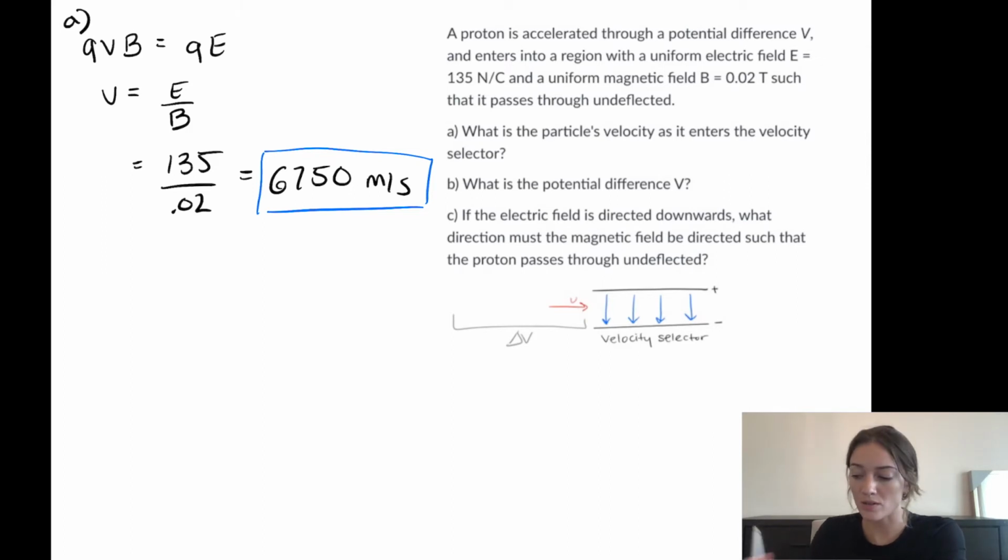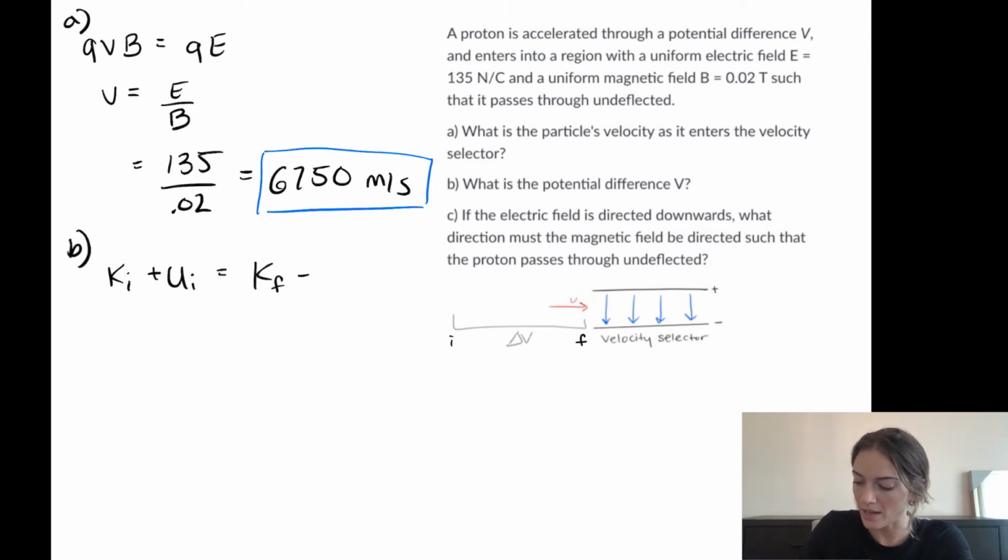So this is going to be a conservation of energy problem. This is our initial position. This is our final position. So it starts off at the beginning of whatever potential difference we have here. It's accelerated up to some velocity, and then it has that final velocity as it now enters the velocity selector. So we want to do conservation of energy. We have the kinetic initial plus the potential initial is equal to the kinetic final plus the potential final.